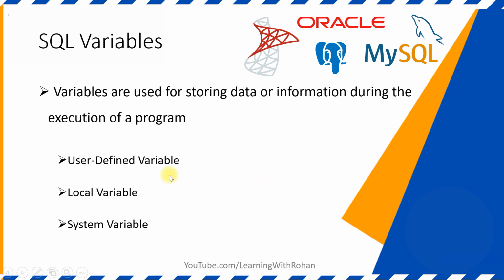User-defined ones are very user-specific, created by the users to perform some particular task on a data set. Local variables are variables that are local to that execution, and there will be some system variables such as date or date time format or some sort of manipulation variables that are readily available in the system variables.